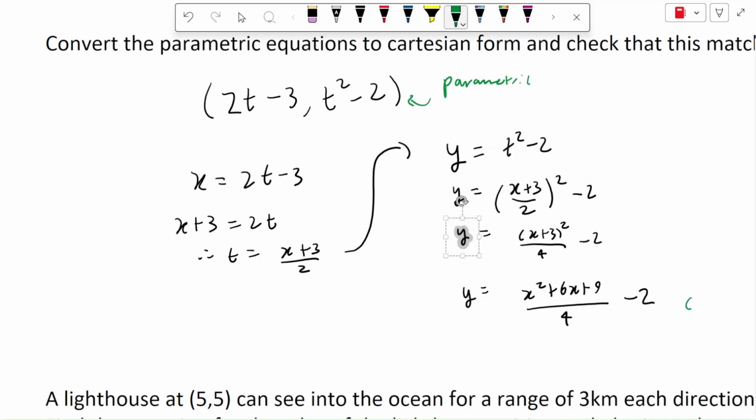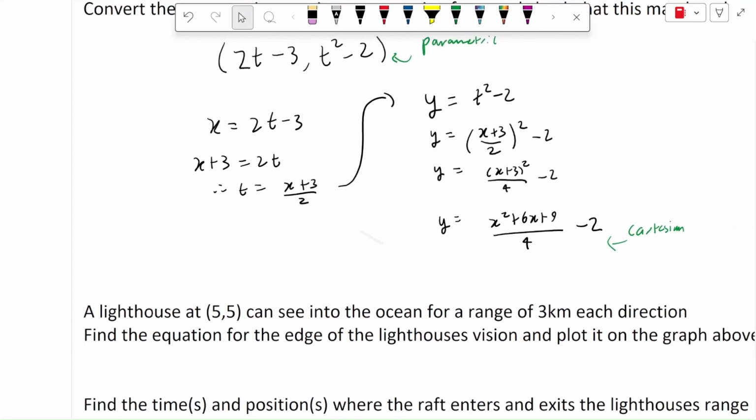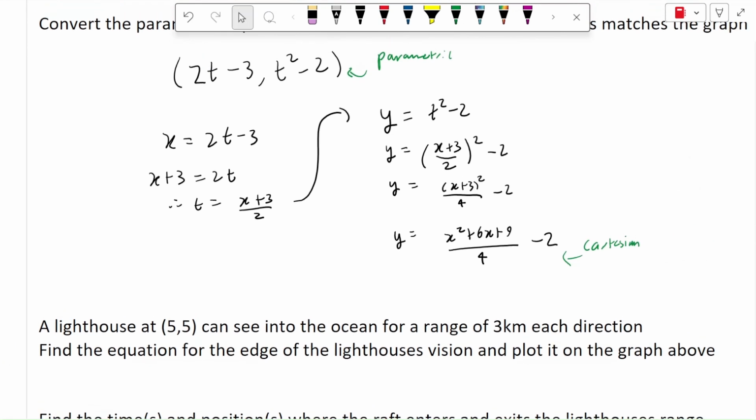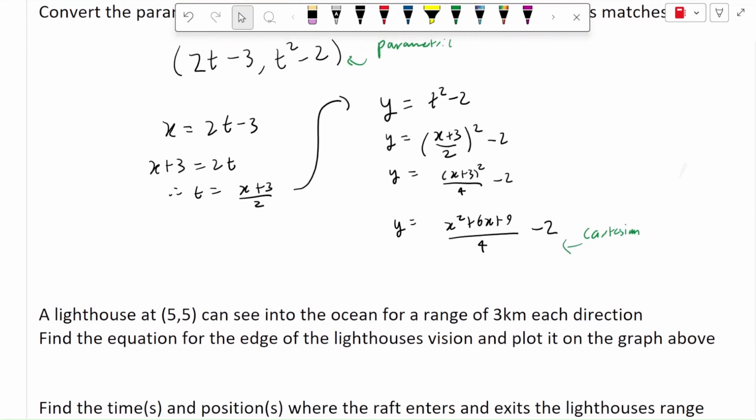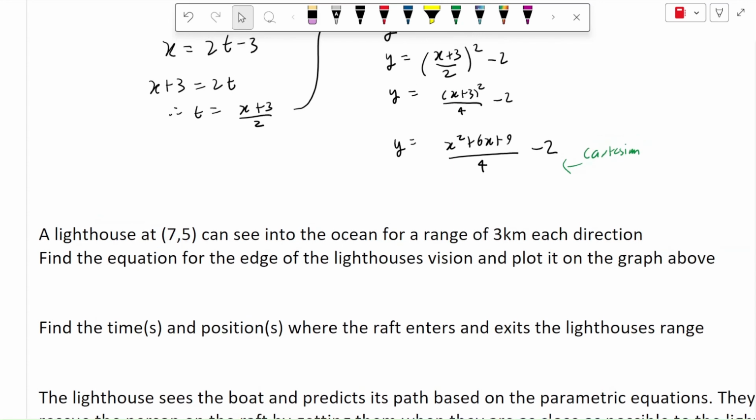And then this is the Cartesian version. You can simplify this down a little bit more, actually, by combining the constant terms in at the end. Okay, so we've got this lighthouse at 7, 5, apologies, on the graph, and it can see in a range each direction. So I've got that range changed to 6 there.